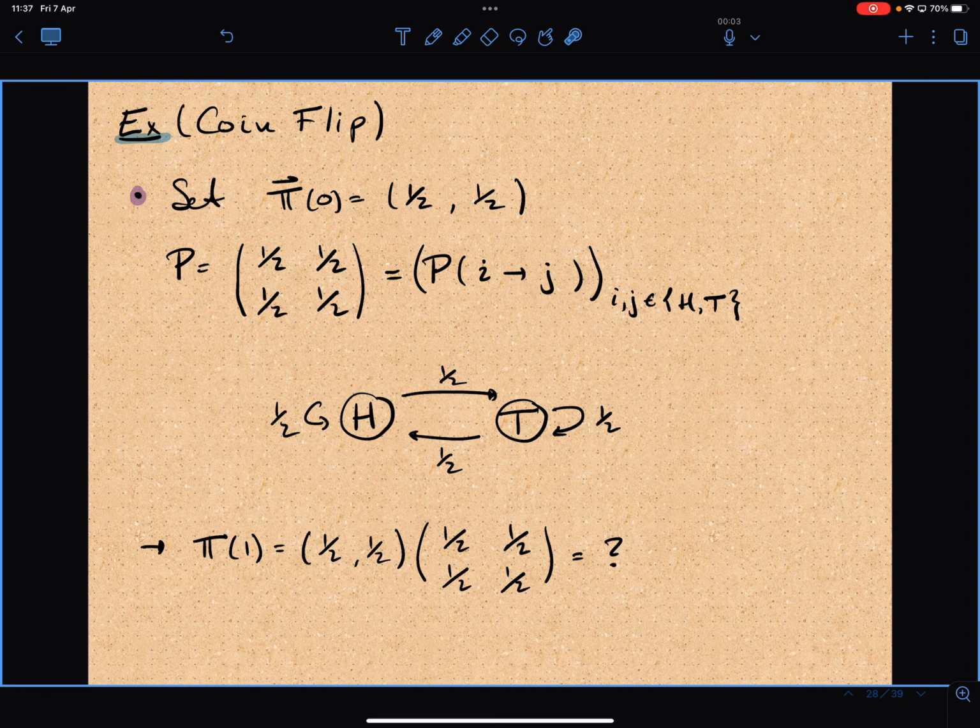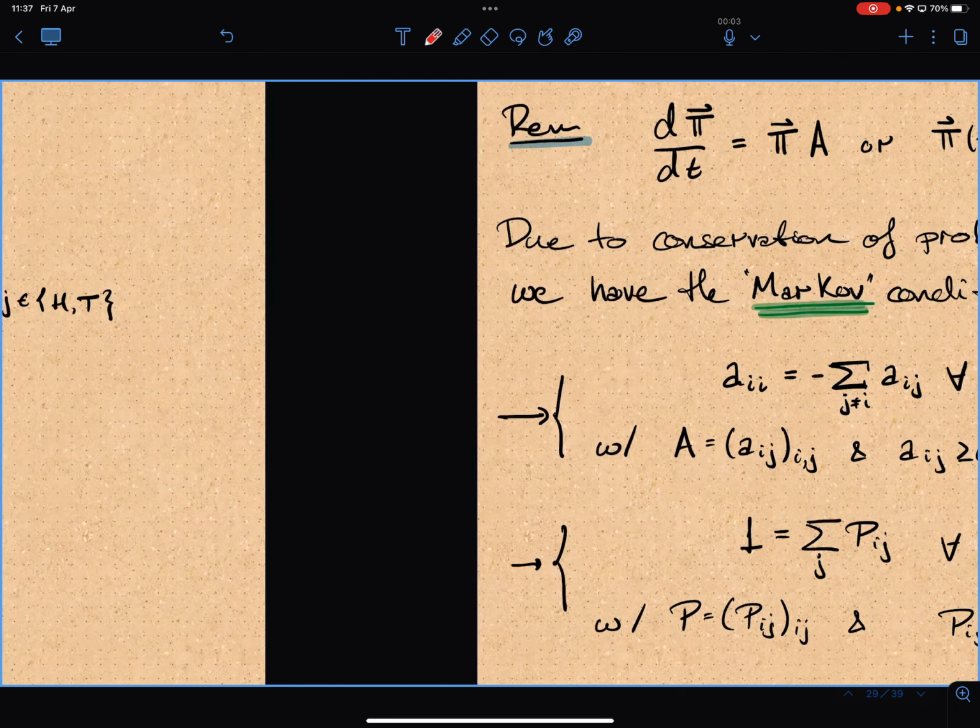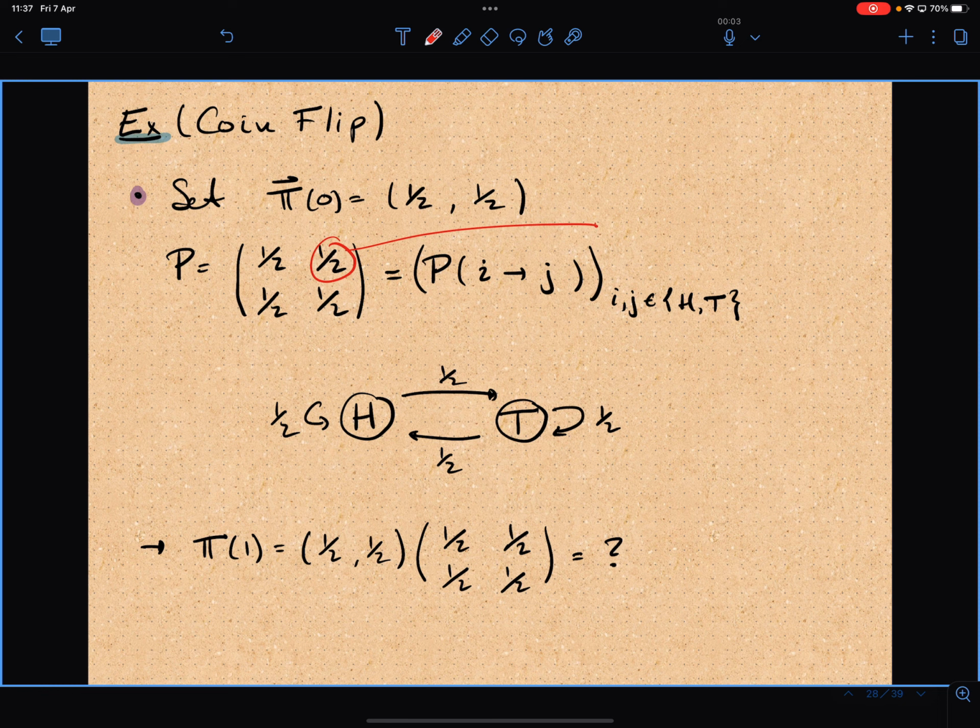And then the process of just flipping a coin is given by this transition matrix. For instance, this element is equal to the probability that you go from heads to tails, and it's going to be 1/2. I label this by heads, tails, heads, tails, and this is my transition probability. I can also write this as a diagram where the probability of going from heads to tails is 1/2, tails to heads is 1/2, heads to heads is 1/2, and tails to tails is 1/2.